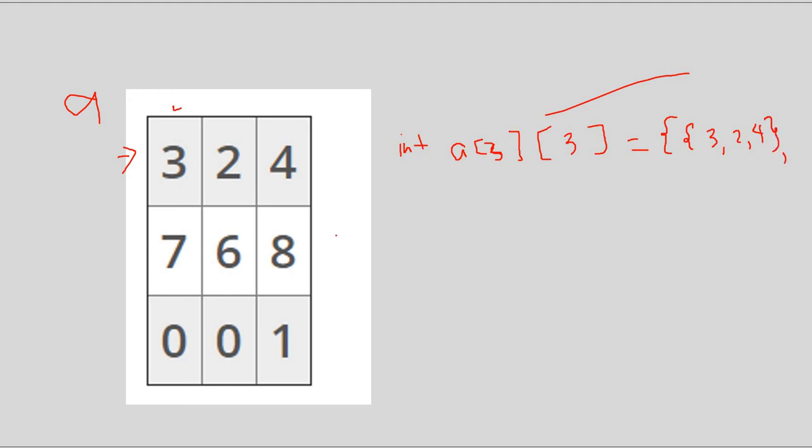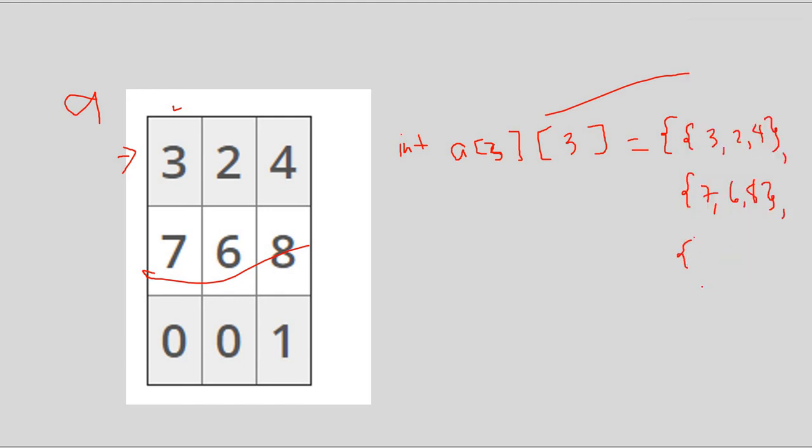And then, comma. The next row naman. So, that will be open again a curly brace. So, 7, 6, 8. Okay, then close. And then, again, separated by a comma. Kasi another array na naman yan. Single-dimensional array yan. So, sabi ko nga, 2-dimensional array is a collection of 1-dimensional array.